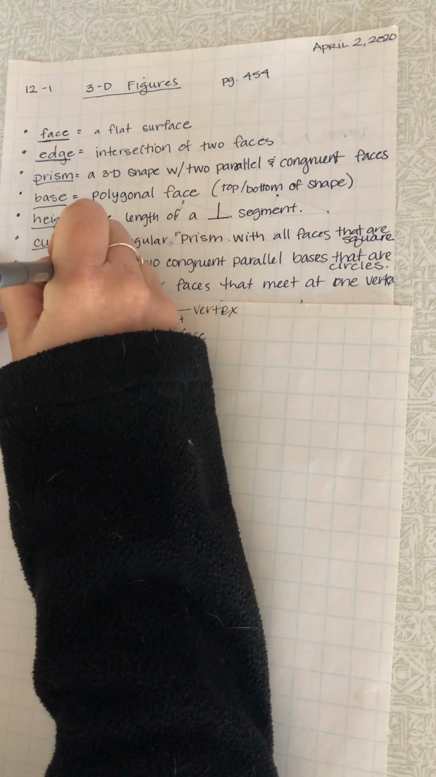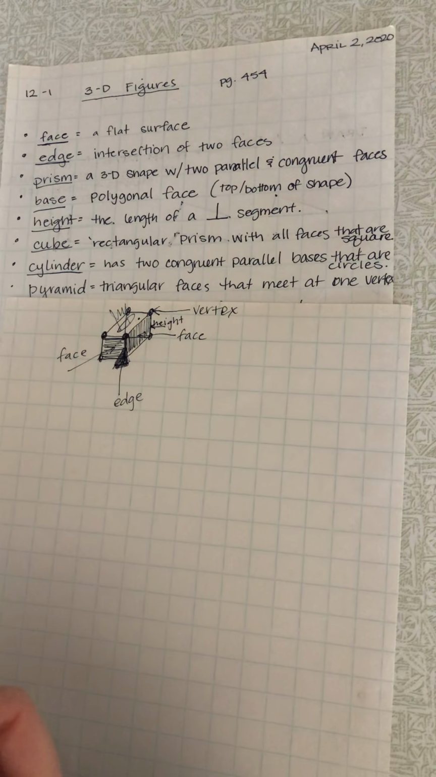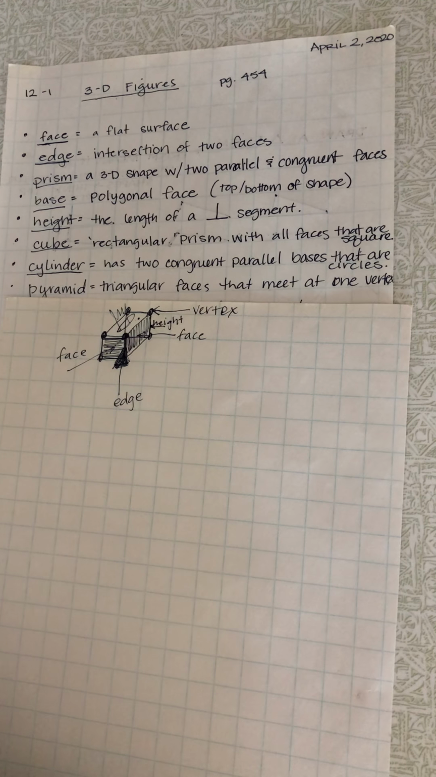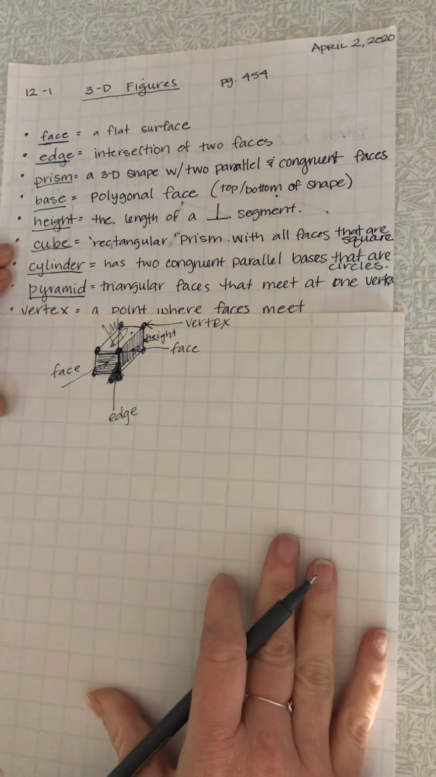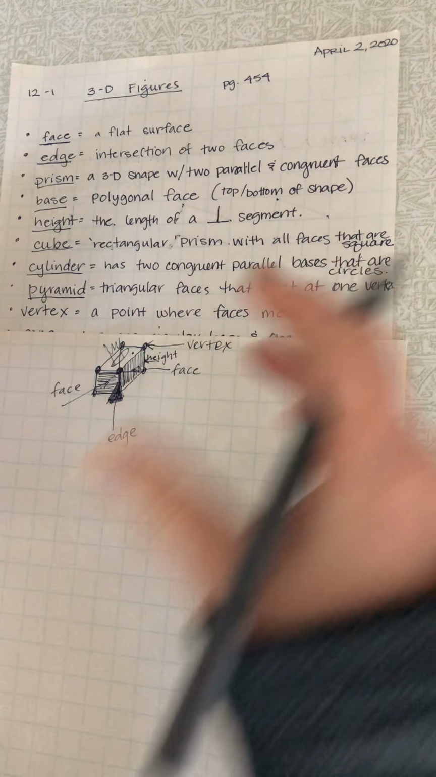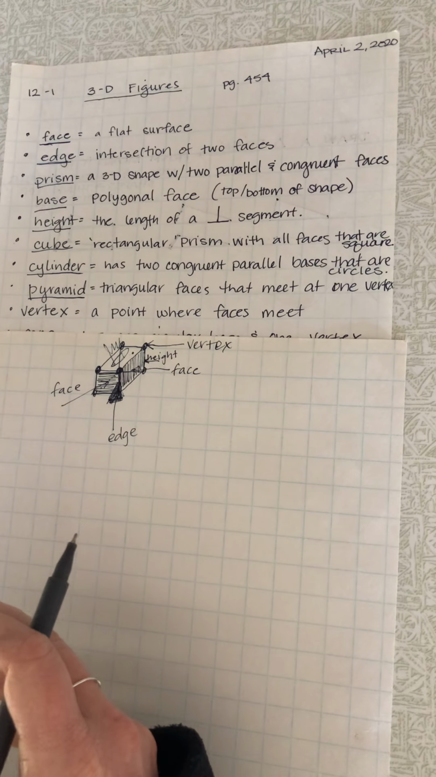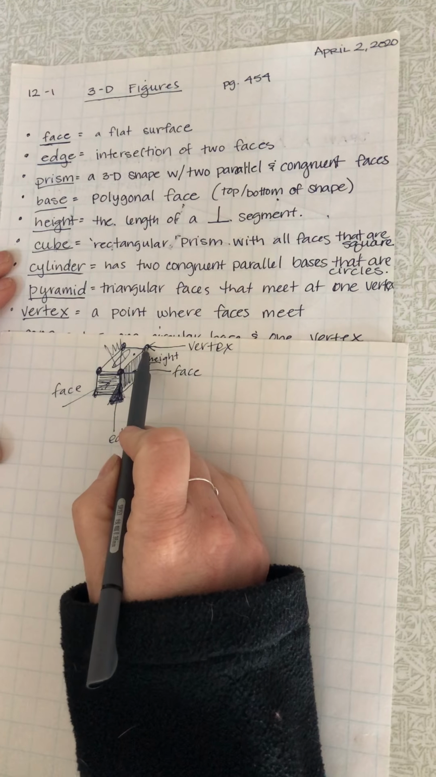A cylinder has two congruent parallel bases that are circles. A cylinder, think of like a soda can, can of soup, can of anything, right, is a cylinder. The top and bottom are the same. They're congruent, and they're circles. A pyramid, triangular faces that meet at one vertex. Okay, so the triangle sides come up, and they meet at the top point. The vertex is the point where faces meet.